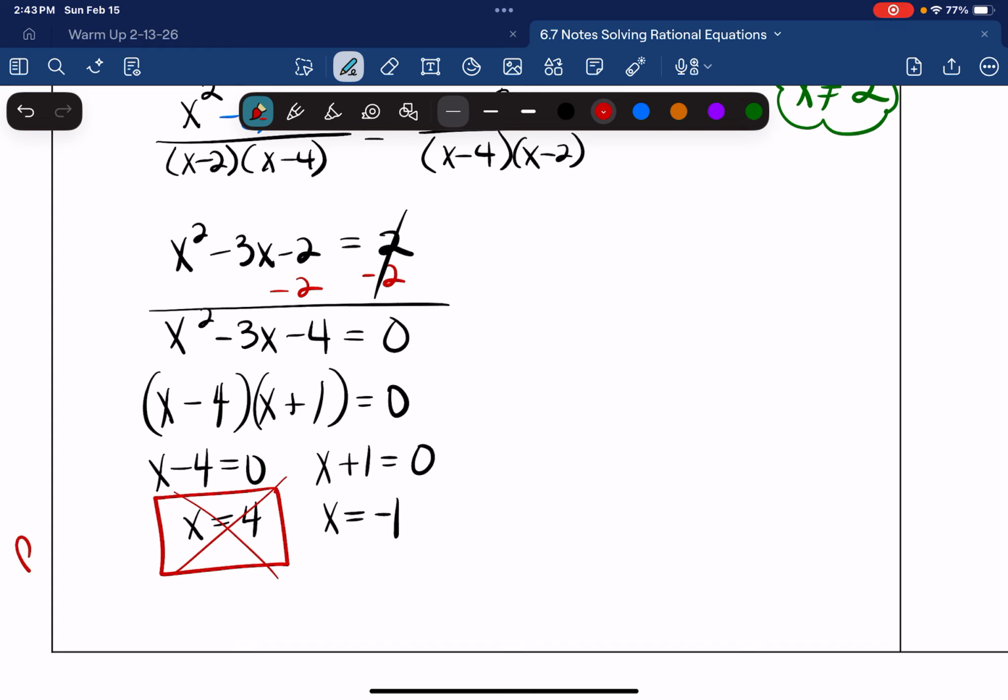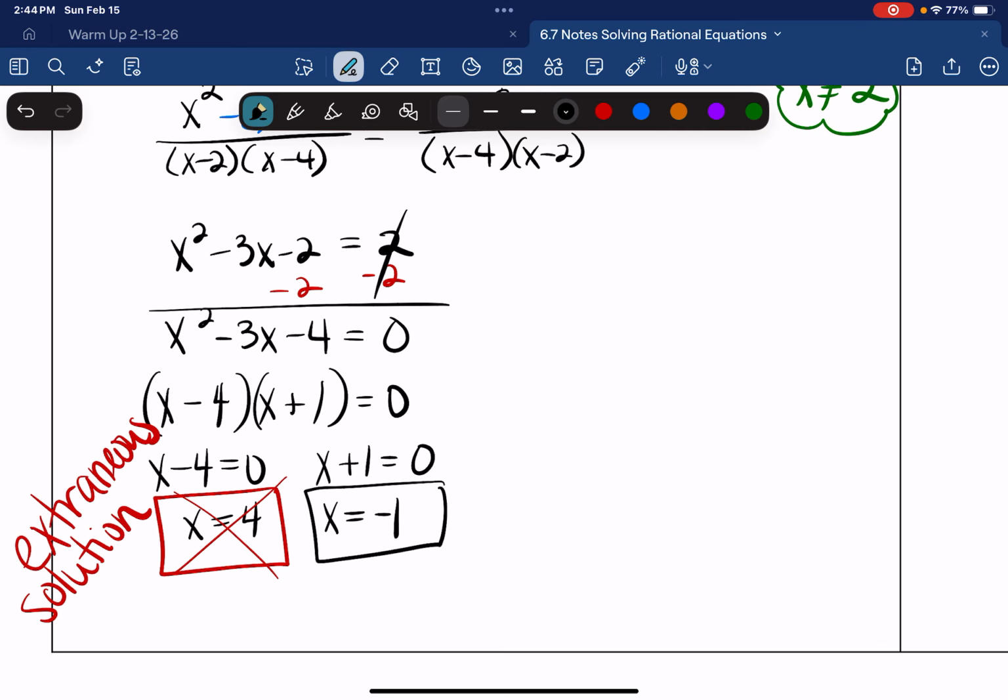It's called our extraneous solution. It's a solution that we got that makes our denominator false. It's not going to work because it makes one of the denominators 0. It makes our equation false because it makes our denominator 0. So the only solution we have is x equals positive 1.